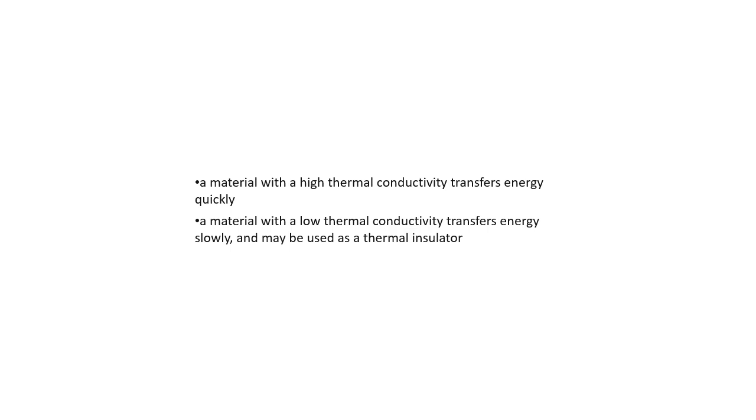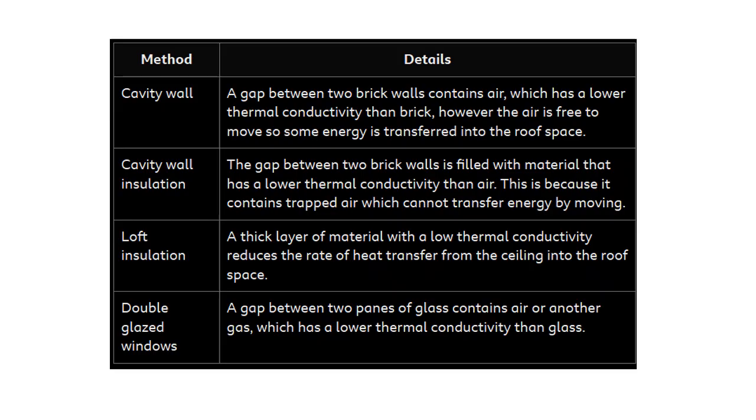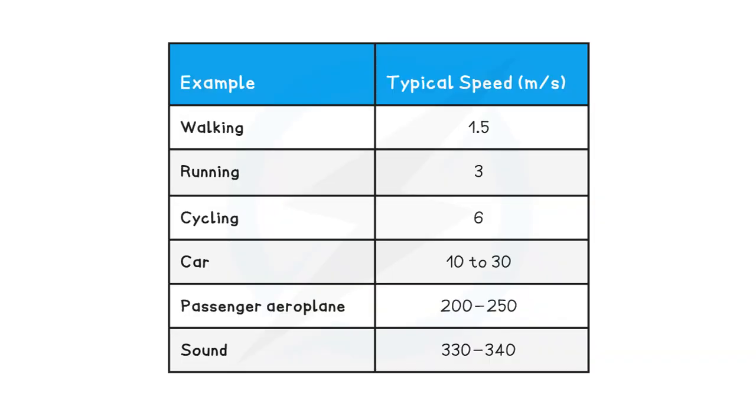A material with a low thermal conductivity transfers energy slowly. So have a look at these methods for increasing insulation, reducing energy loss. These are some examples of speeds. Just have a look at some of these speeds for everyday usage.